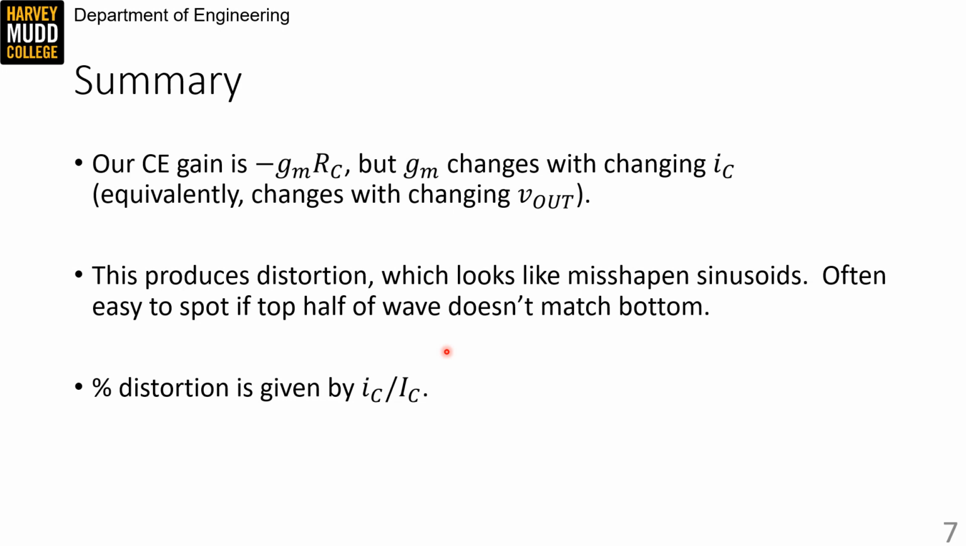So in summary, our CE gain is minus gm RC, but gm changes with changing collector current, which is equivalent to saying that it changes as Vout changes. This produces distortion, which causes our output to look like misshapen sinusoids, and it's often easy to spot this distortion if the top half of the wave doesn't match the bottom half. And we can calculate our percent distortion at any given current level by taking the instantaneous collector current for a given Vout divided by the large signal collector current.